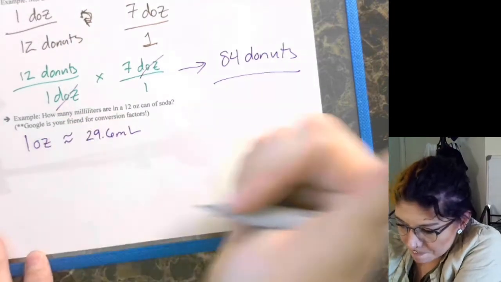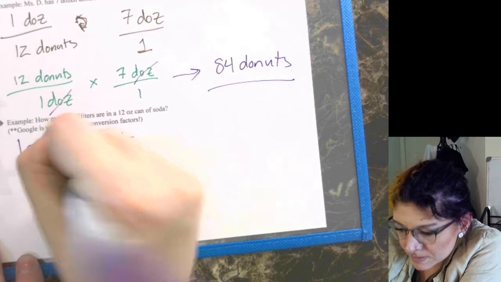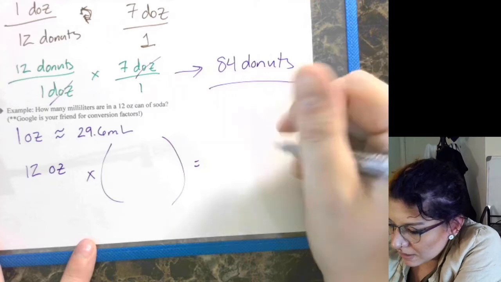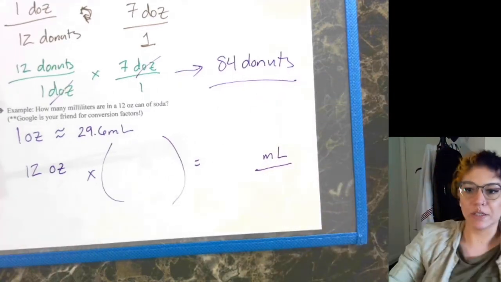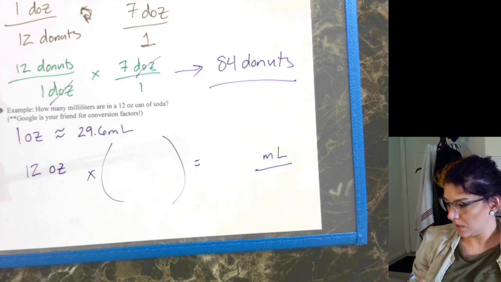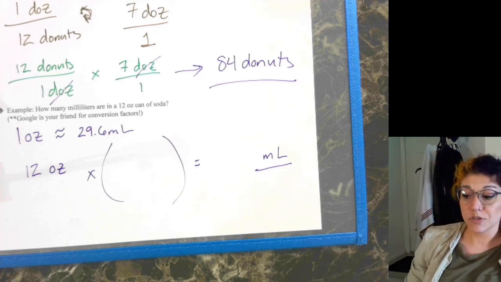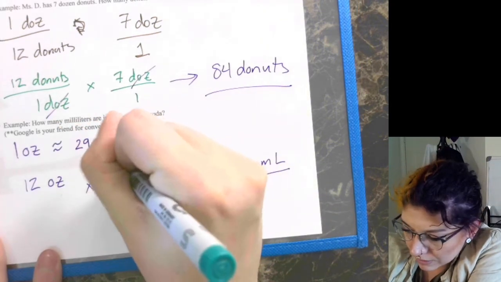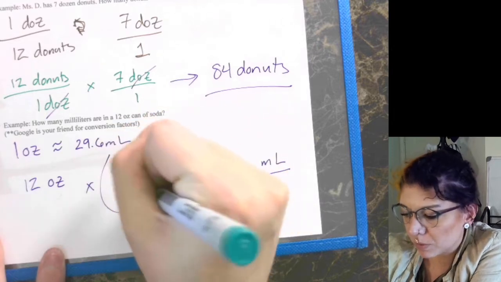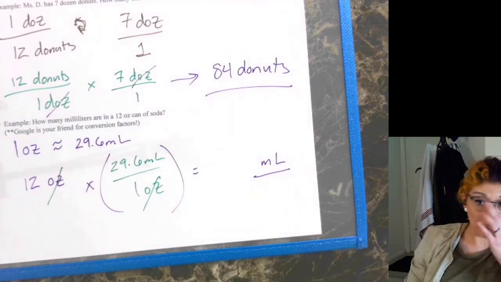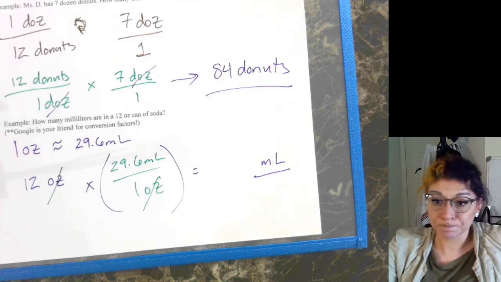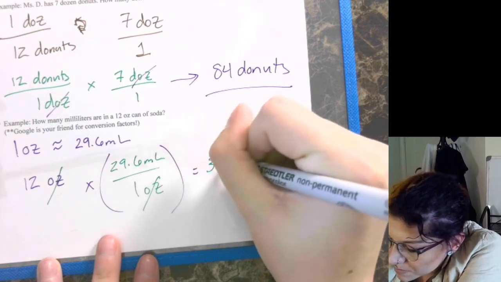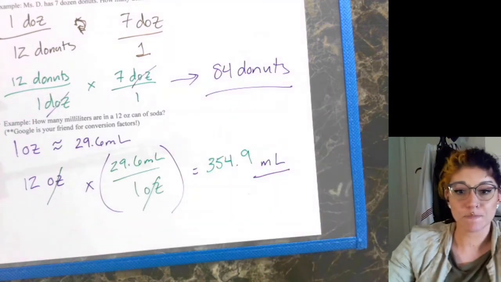I have 12 ounces times my conversion factor to get how many milliliters? So I'm going to write this conversion factor so that, again, those units cancel out. The ounces cancel out. So 29.6 mils per 1 ounce. And here, before I round, I find that that is approximately 354.9 mils.